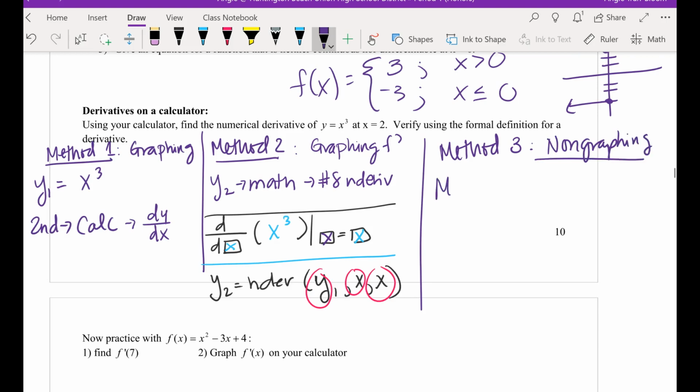Okay, I want you to go to math and then go down to number 8. What's number 8, guys? Okay, so I'm sorry, go clear everything out, just like a normal screen. This is non-graphing. So clear out, blank screen. Hit math. Go down to number 8. What's number 8 again? And derive, right?